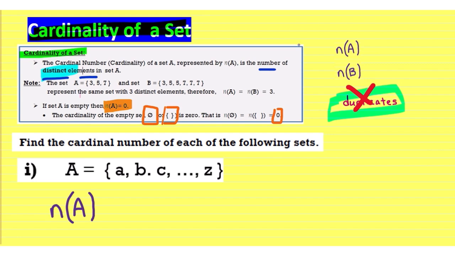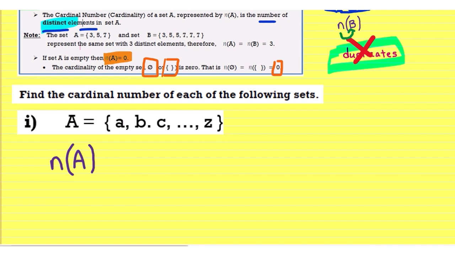So the way that we notate it is with this notation N of A, but we read it cardinality of set A. The N definitely just stands for the number of elements, unique elements in set A, or the number of elements in set B. But we pronounce it or say it the cardinality of set A.